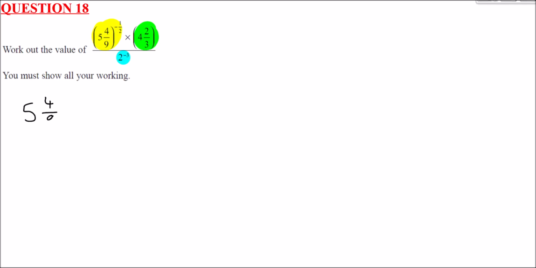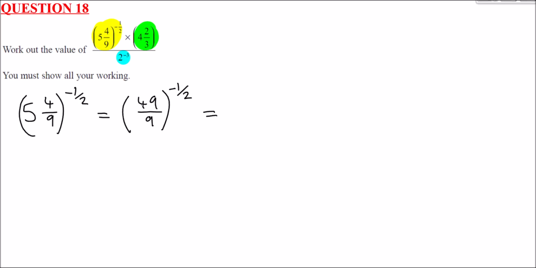What we can do first is to put this into a top-heavy fraction. So 5 multiplied by 9, which gives us 45, plus the extra 4 on top gives 49. So this is the same as 49 over 9 to the power of minus 1/2. In terms of what we do next, we need to deal with the bottom number of the power, and this bottom number tells us what root we're taking. Because the bottom number is 2, we do the square root of both the top and bottom of the fraction. If this was a 3, it would have been the cube root and so on.